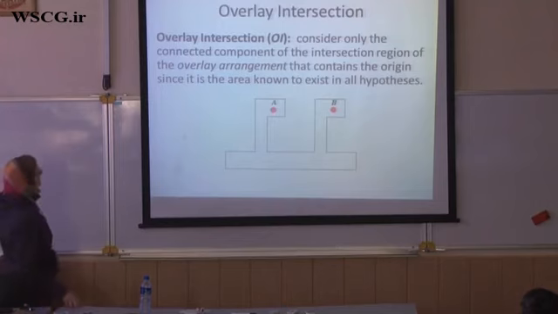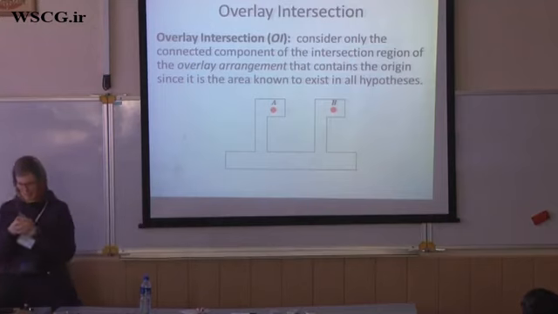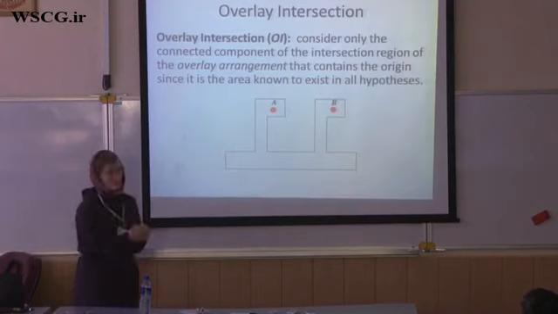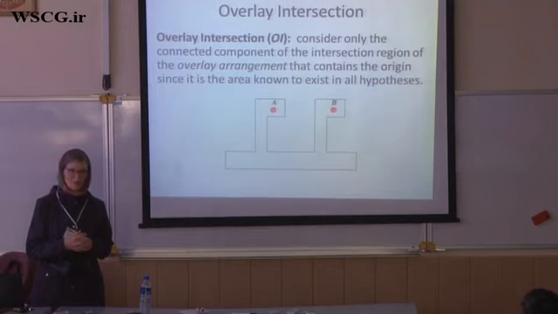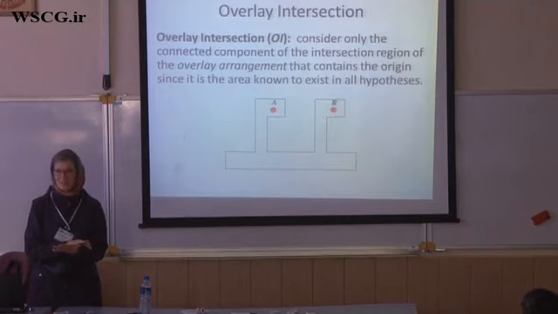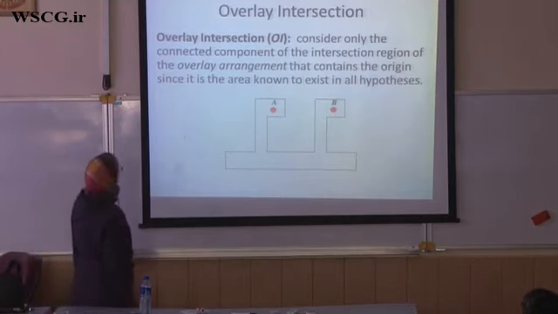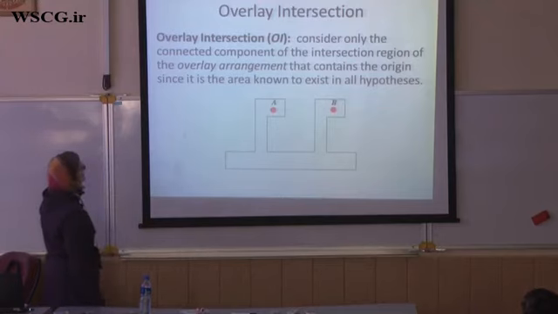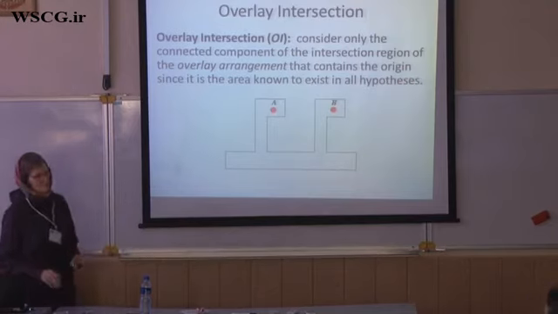So what's going to be sensible? Actually, I'm going to show you two ways of being sensible. The first way we're going to look at is called overlay intersection. We would like to avoid the running time of computing an overlay of the visibility cell partition. That's computationally expensive, so can we avoid doing that? Here's the idea. Consider only the connected component of the intersection region of the overlay arrangement. So nothing about the cell partition.